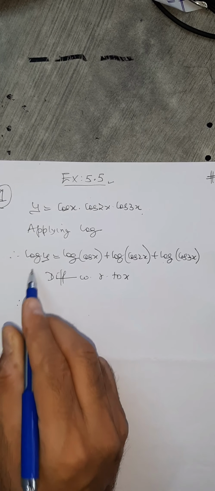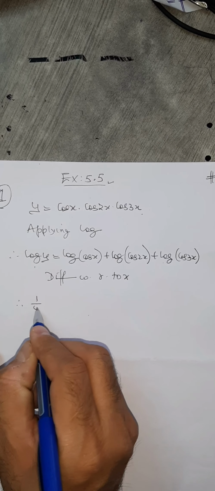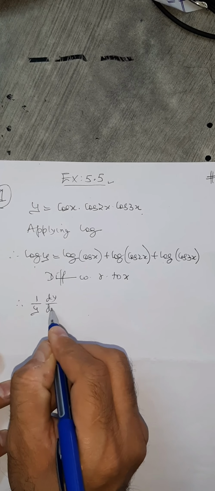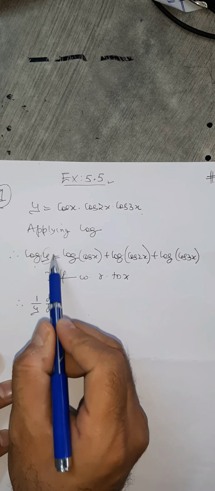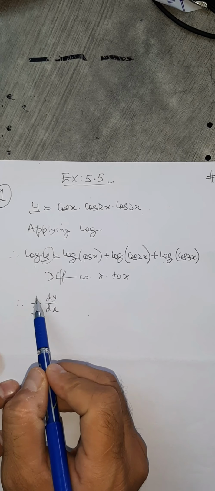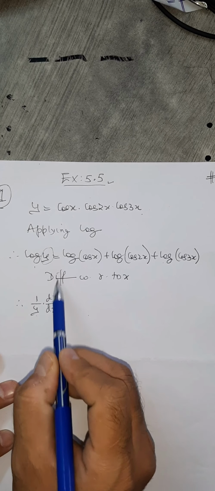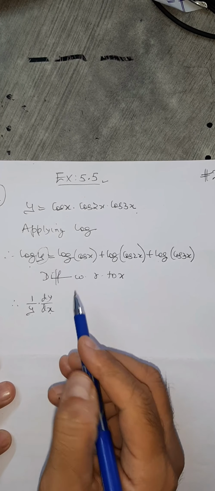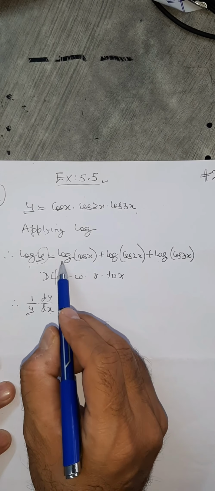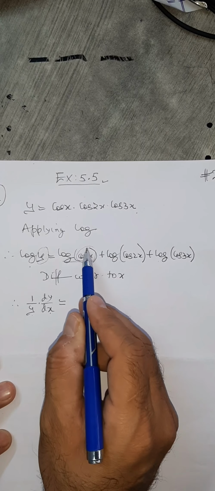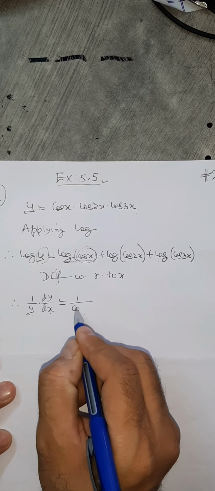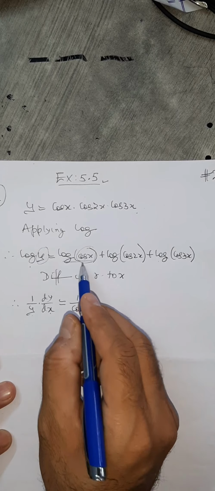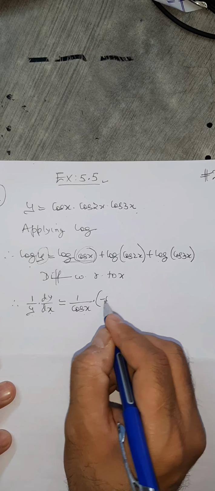Now recall, what is the derivative of log y? 1 upon y into dy by dx. Chain rule. I repeat, imagine y as x. So 1 upon y into the derivative of y with respect to x, dy by dx. Chain rule, remember. Equals, now here also chain rule. What is the derivative of log x? 1 upon x. So 1 upon cosine x into the derivative of cos, which is minus sine.